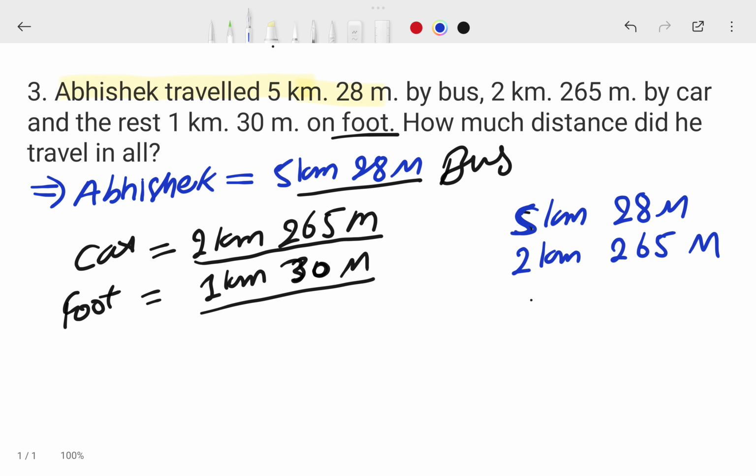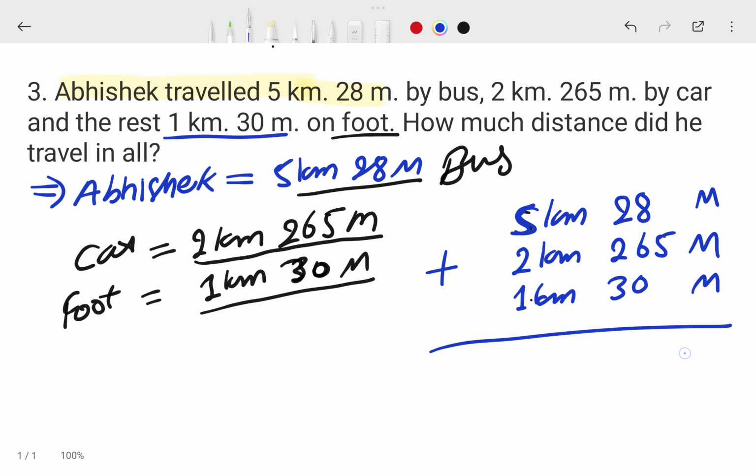Okay, this is meter. This is 1 kilometer 30. By foot, 1 kilometer, so write 1 kilometer, then 30 meters. Now add it. Write meter here. There is nothing to add to the 5, so 5 means 5 only. Write the 5.